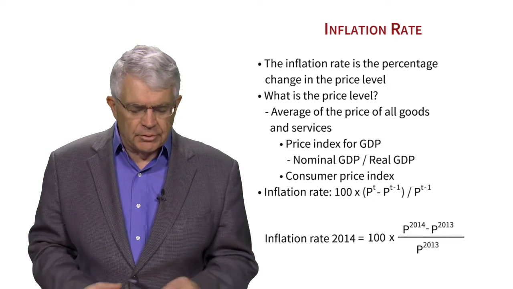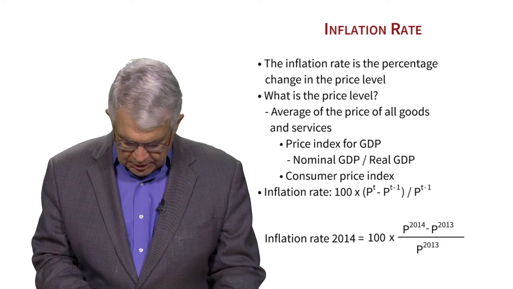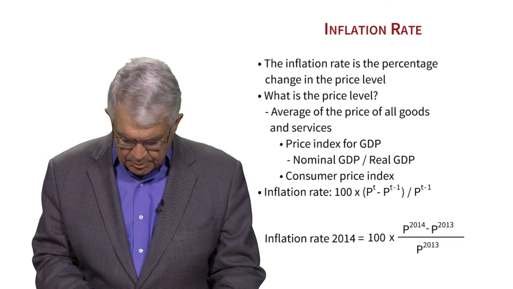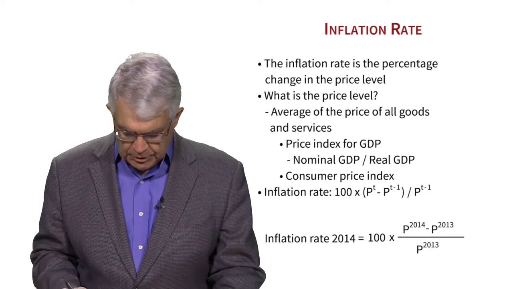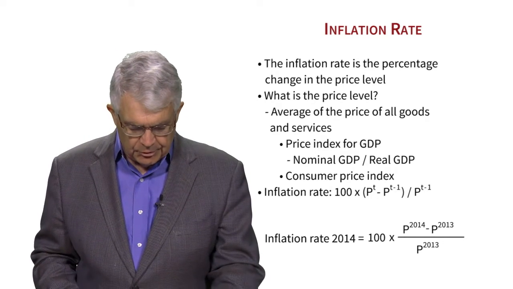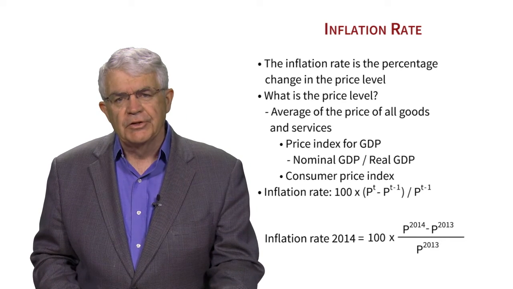So if capital P is the price level, then we subtract off the price in the previous period. That -1 means the previous year or the previous quarter or the previous month, and we divide by the price in that previous quarter or month or year as well. And to get it to percentage terms, we just multiply by 100.